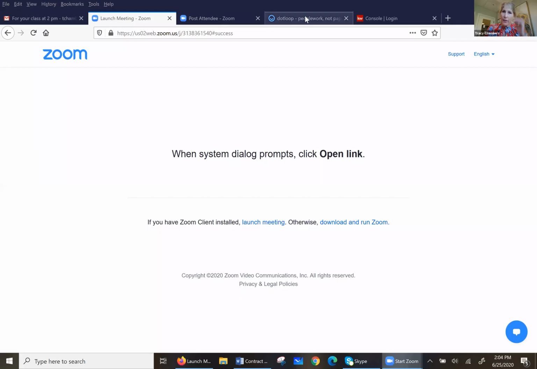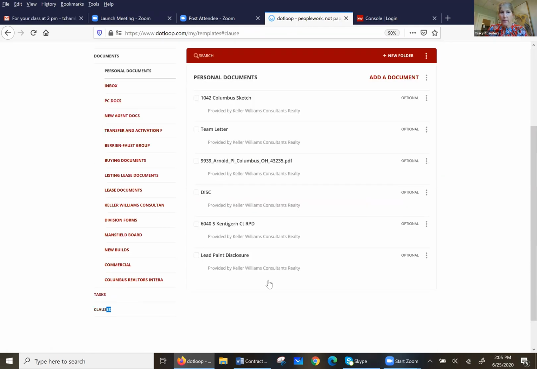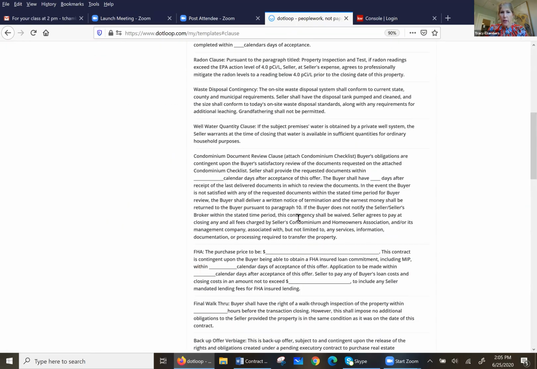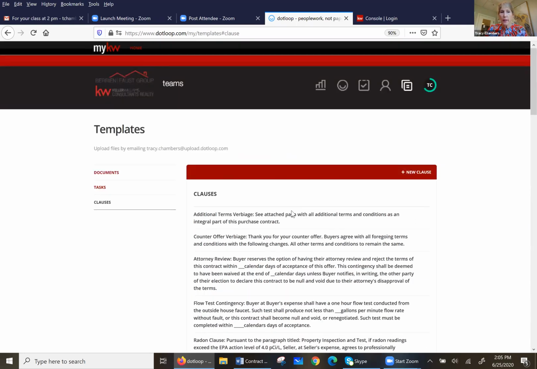Okay, so let's get started. First thing I want to show you guys is where you find your clauses. If you're new to Keller Williams or new to real estate, we do have all your clauses all set up for you under templates in .loop. If you go into templates and click on the two little things right there and go down to clauses, all the clauses are there. And if you want to add a clause that you like, you can do that.